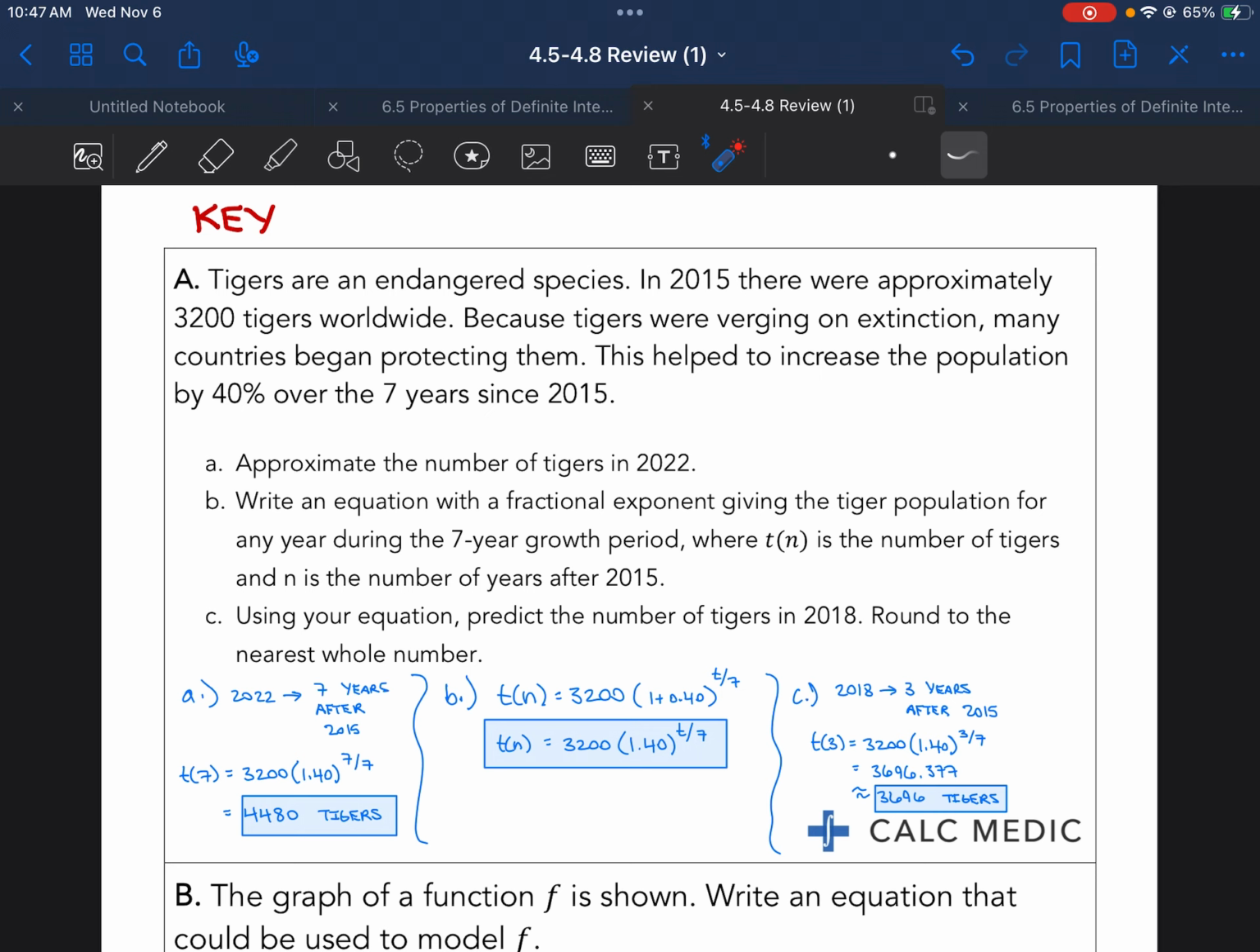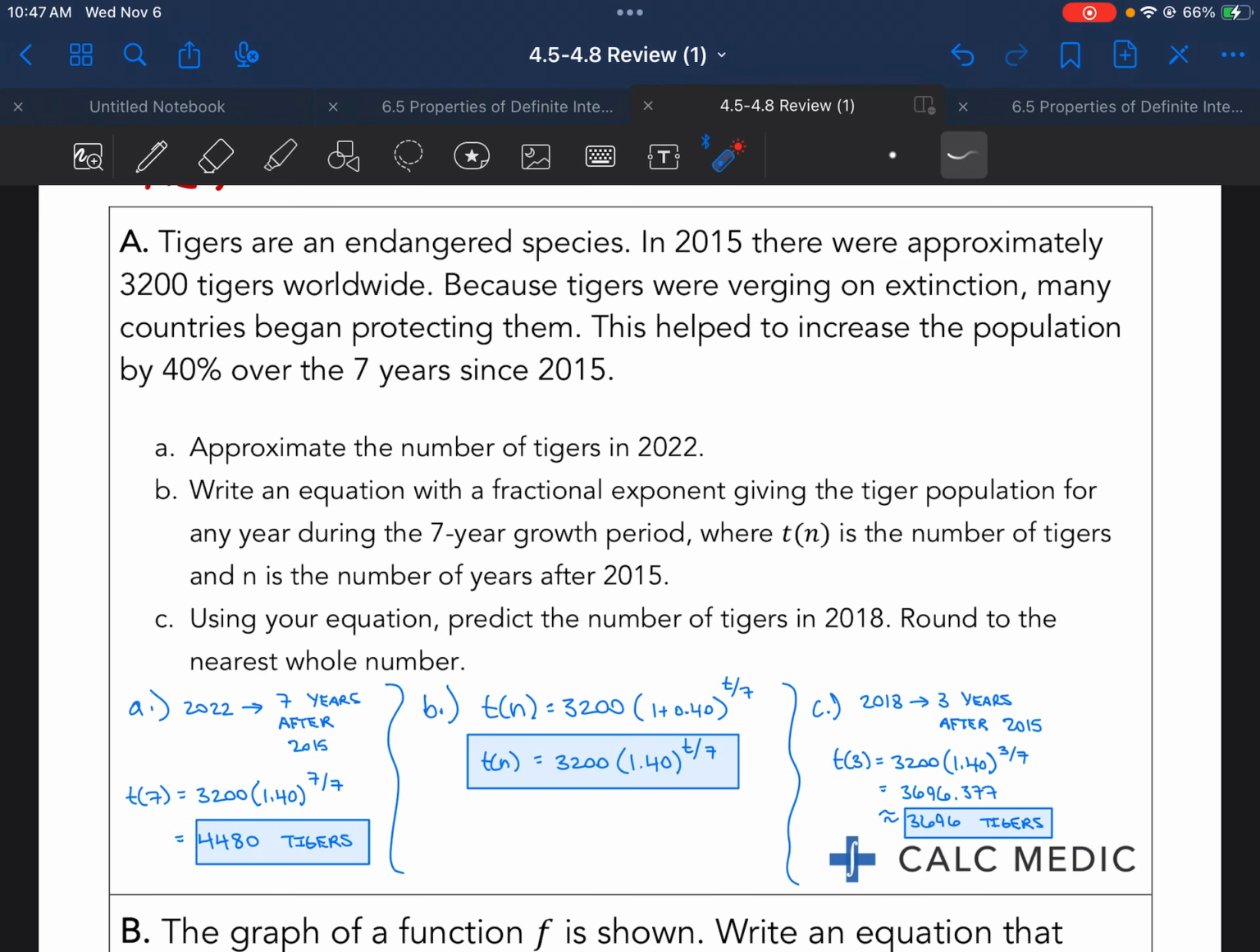We're going to name the equation T of n. And then using our equation, predict the number of tigers in 2018, rounding to the nearest whole number. I'm actually going to go out of order. When I solved this problem, I did part B first, and then I used my equation from part B to do part A. So what I'm noticing here, 3,200 tigers worldwide in 2015.